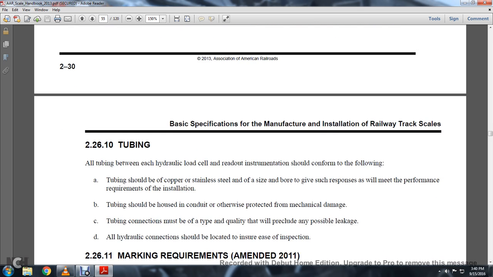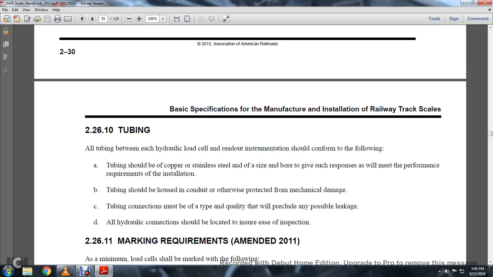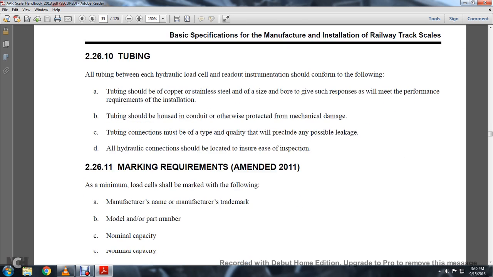226.10, the tubing. All tubing in each hydraulic load cell readout instrument should conform to the following. Tubing should be copper or stainless, and the size of the bore should be given with respect to meeting the performance requirements of installation. Tubing should be housed in conduit or otherwise protected from mechanical damage. Tubing connections must be of a quality that precludes any possible leakage. All hydraulic connections should be located for ease of inspection.